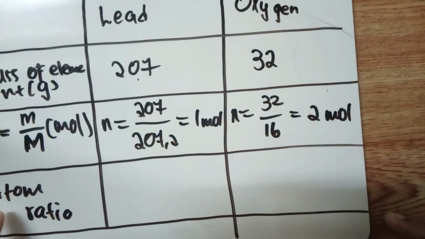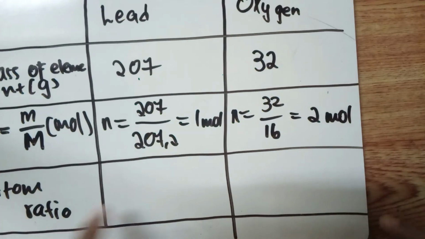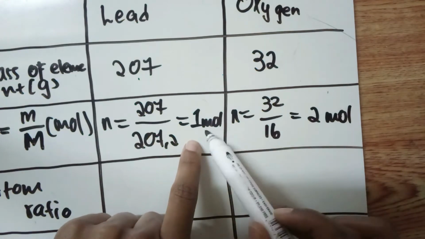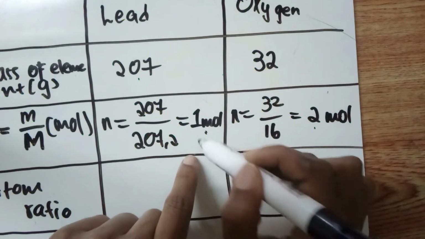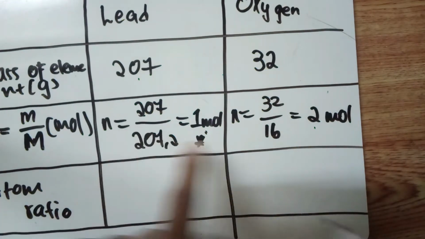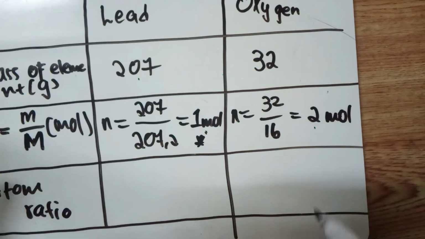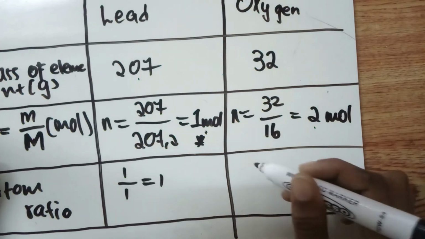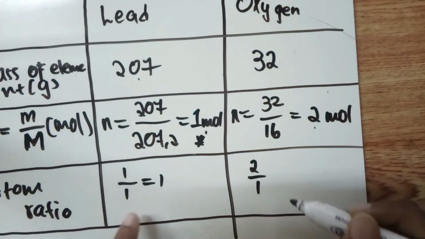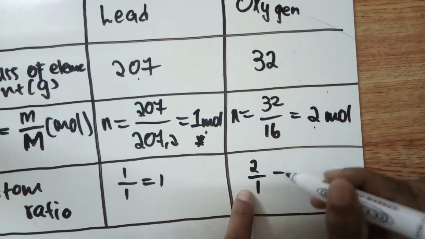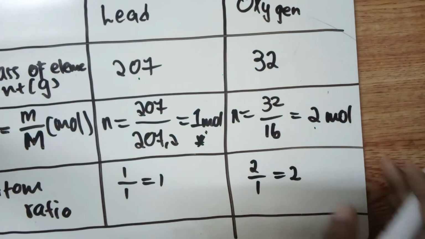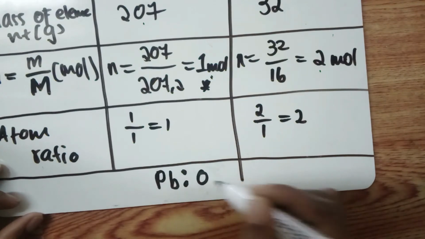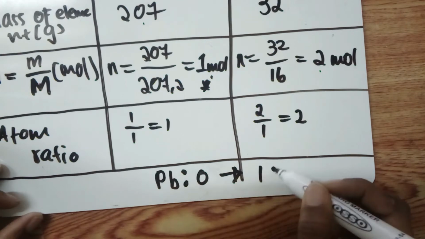And now to find the atom ratio, we're going to divide each of these moles. First determine which is the smallest mole between these two. Between 1 and 2, definitely it's 1, right? And we divide each of these moles by the smallest number of moles. So for this one, we'll have 1 divided by 1, which will give us 1. And in this instance, we have 2 divided by the smallest one, which is 1, so this is 2. So what is this telling us? This is telling us that the ratio of lead to oxygen is 1:2.